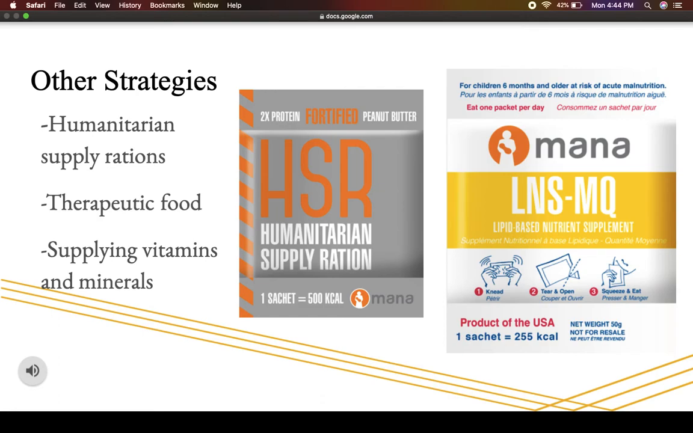Lipid-based nutrient supplements are also being designed for at-risk toddlers or breastfeeding mothers and are roughly half the size of the humanitarian supply ration, with 255 calories. Sending vitamins and minerals also could help combat malnutrition and assist with rounding diets out when aid is limited.